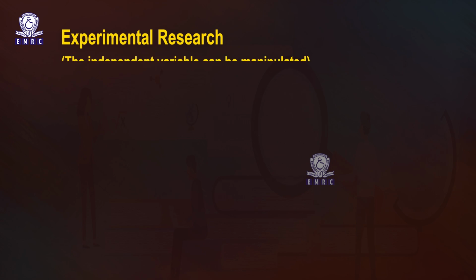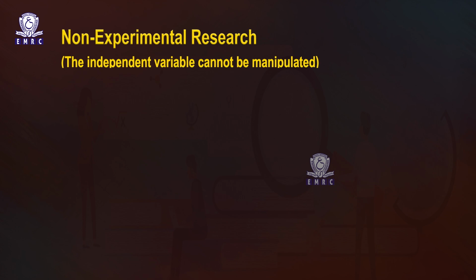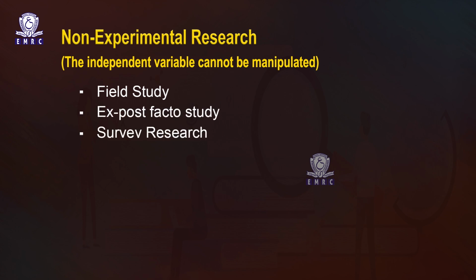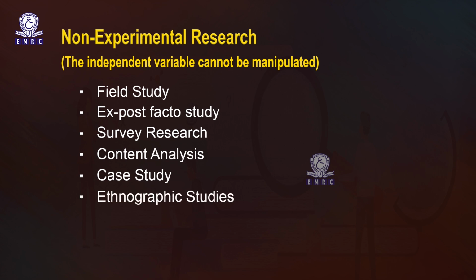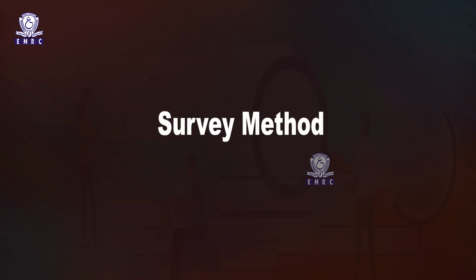Experimental research is where the independent variable can be manipulated. Here we have laboratory experiments and field experiments. In non-experimental research, the independent variable cannot be manipulated. Then we have field studies, ex post facto study, survey research, content analysis, case study, ethnographic studies, correlational research, and systematic observation. Under these, let's study one method each. Let's consider the survey method.